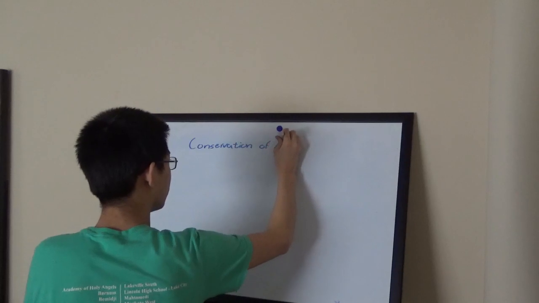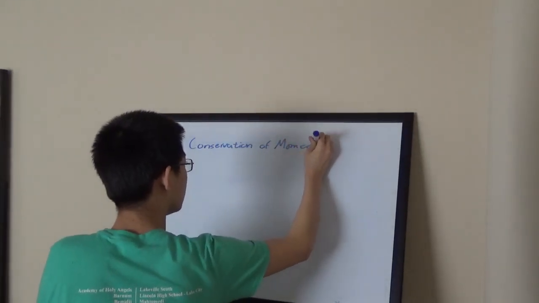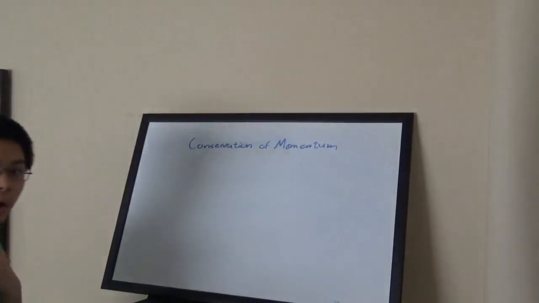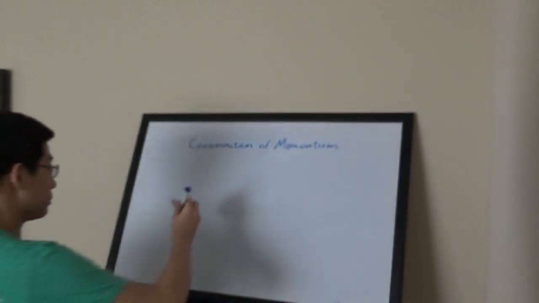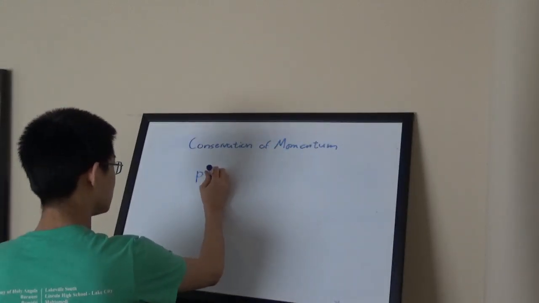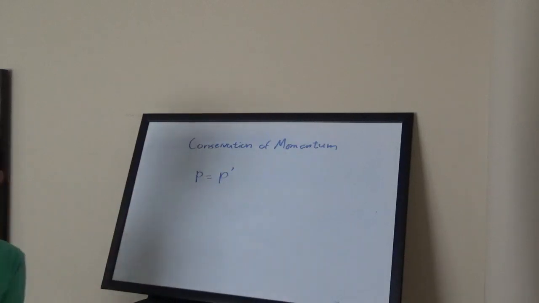But we're going to talk about a law called the conservation of momentum. What does that mean? It just means, just like energy, conservation of energy said my initial energy is the same as my final energy, conservation of momentum just means my initial momentum, P, is equal to my final momentum, P prime. So how can we do things that relate to conservation of momentum?